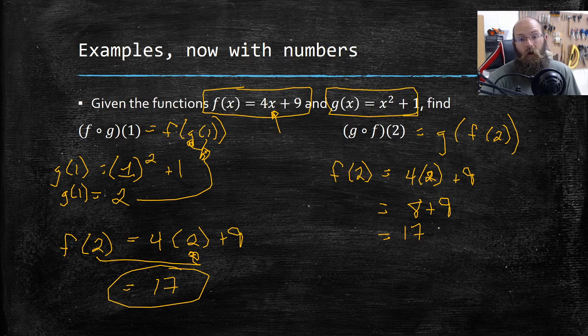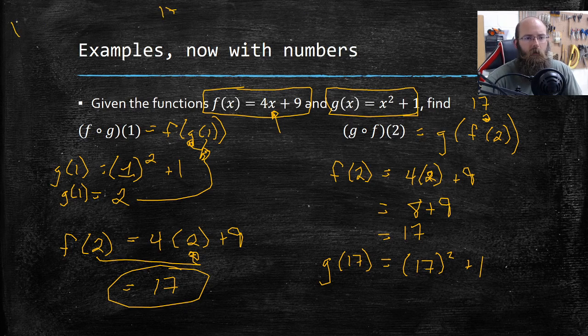Now I'm going to take all of that and I'm going to plug it into g. So my g function now gets a 17 plugged in, right? Because that was f of 2. That's all of this. I'm swapping a 17 into all of that stuff. My g function says to take that 17, square it, then add 1. Ooh, what is 17 squared?